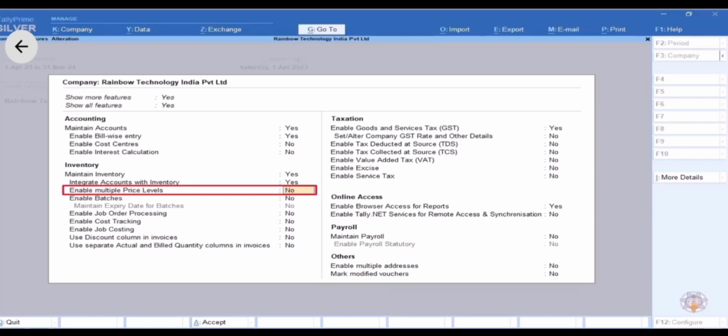If multiple selling rates of inventory are to be set in the business, then the multiple price level feature can be used. Through this feature, apart from setting multiple prices of the product, we can also categorize the type of buyers separately. Next, enable batches.